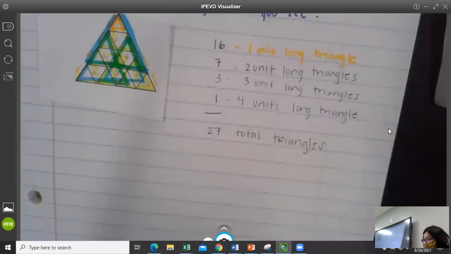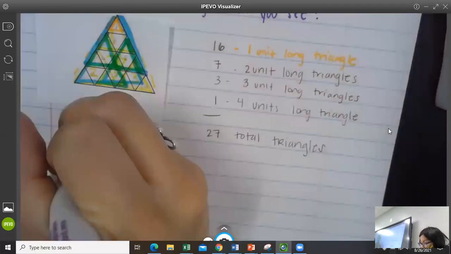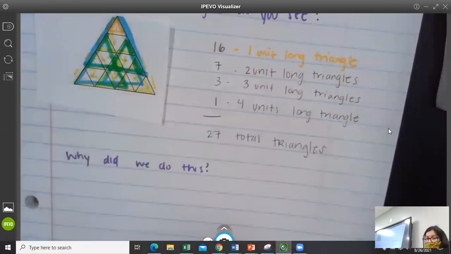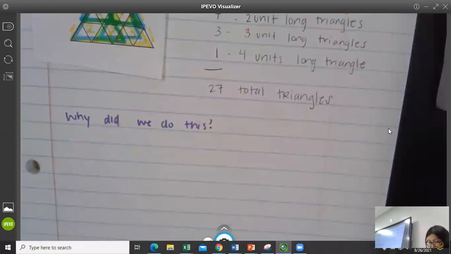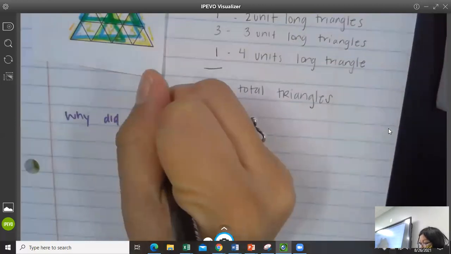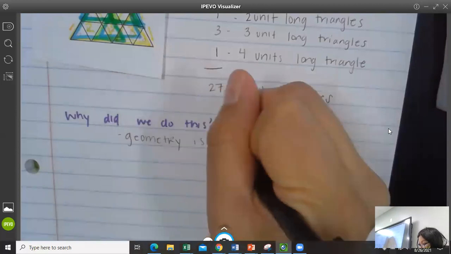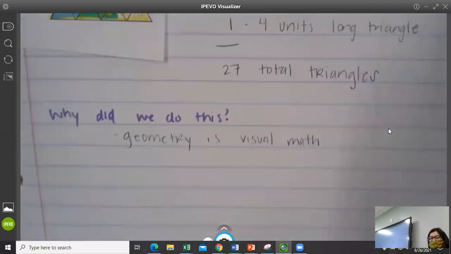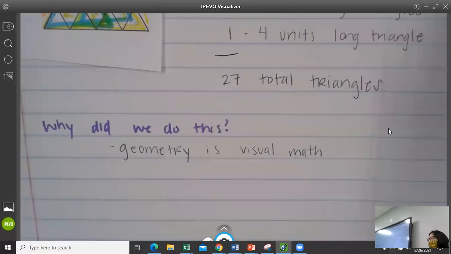All right, so why did we do this activity? The point is to introduce you to geometry as the visual math. So geometry is going to be very visual, you're going to have to be able to see things. And so hopefully this introduces you to look at something maybe twice. People like to describe geometry like solving a puzzle. You need to see so much, know so much to be able to solve it, and you kind of put it together.